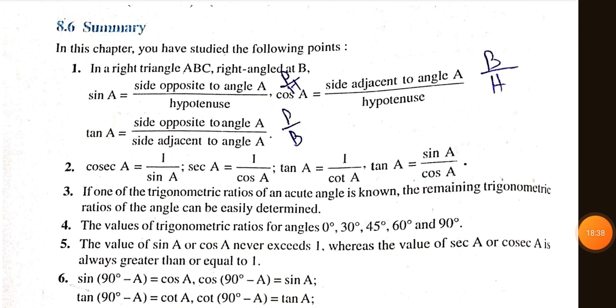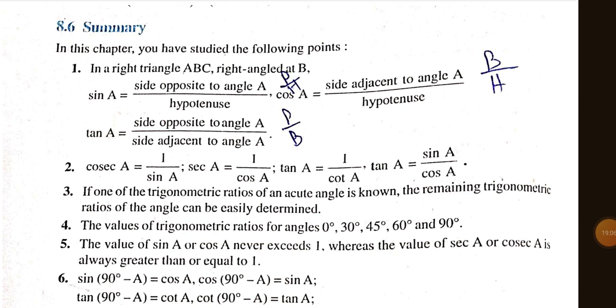Chapter 8 Introduction to Trigonometry. 8.6 Summary. In this chapter you have studied the following points. 1. In a right triangle ABC, right angled at B, sin A is equal to side opposite to angle A by hypotenuse. Cos A is equal to side adjacent to angle A by hypotenuse. Tan A is equal to side opposite to angle A by side adjacent to angle A.